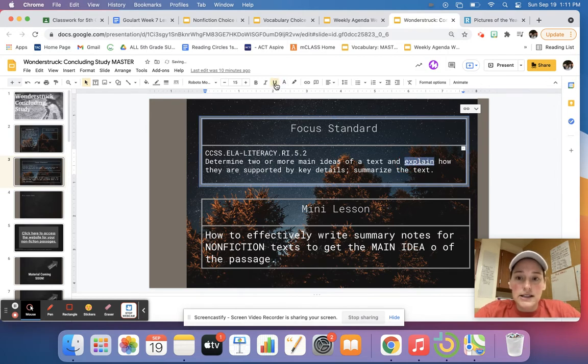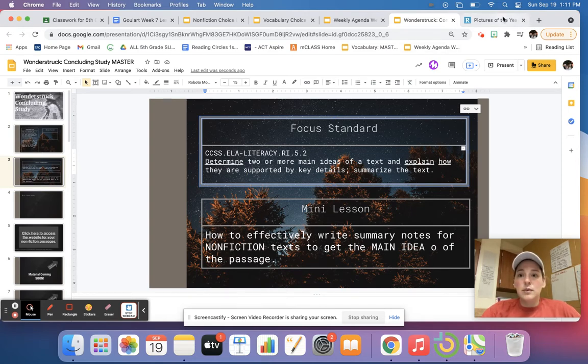But now we're going to look at some of the verbs that are in here. So number one, we have to determine. We have to figure out, come up with two or more main ideas of a text. And then we're going to have to explain how. That word how is what we call a little word with big meaning. How they are supported by the key details. So understanding what the main idea or determining the main idea is just the first step of it. The second step is figuring out how they're supported by the key ideas and details.